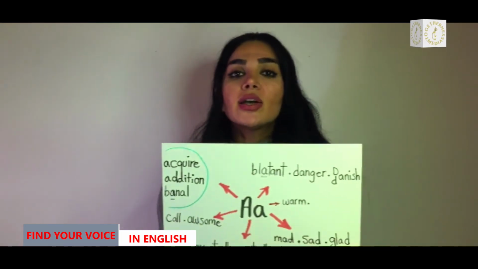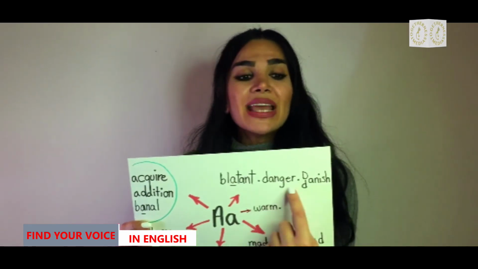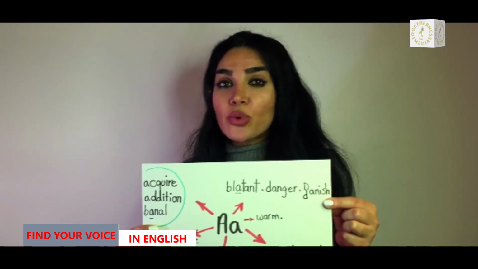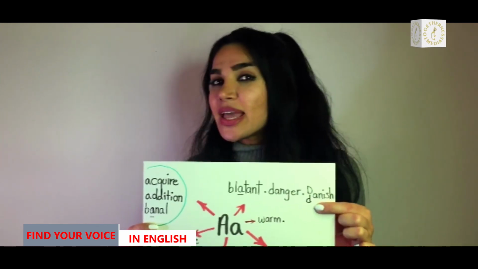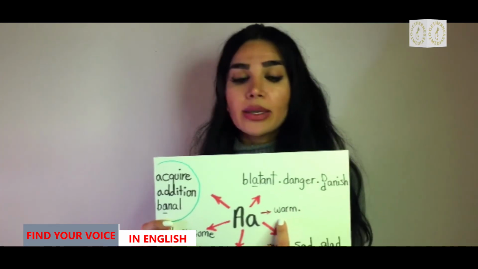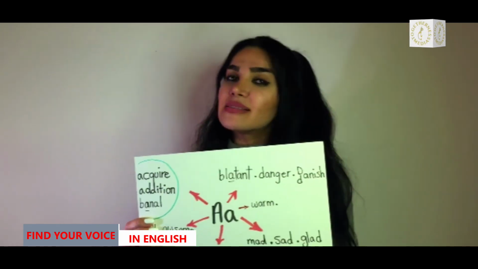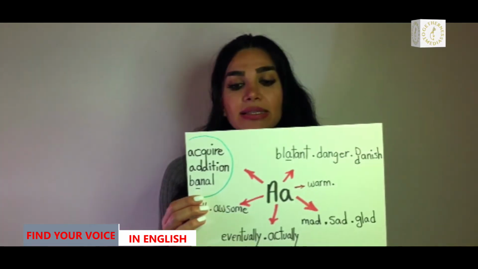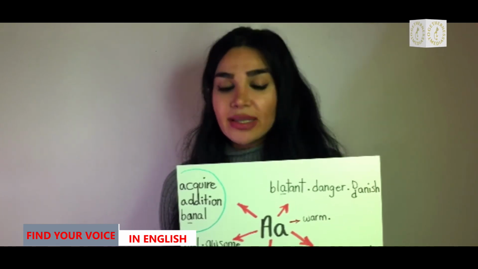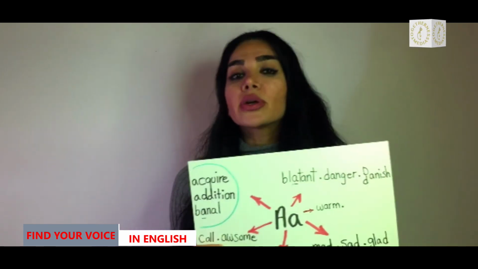This letter, A, could have all these different sounds. Sometimes it sounds like A, like blatant, or danger, or Danish. You see, this Danish with a capital D means the language or people of Denmark. And with a small d, it means a kind of pastry, right? Sometimes it sounds like O, like when we say warm, warm. Sometimes it sounds like ah, when we say mad, sad, glad. These are our primary feelings. Sometimes it's silent, like when we say eventually. It's not eventually, it's eventually. Or actually, actually. Sometimes it sounds like oh, call, or awesome.